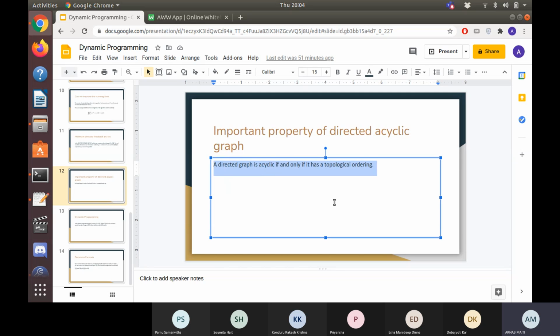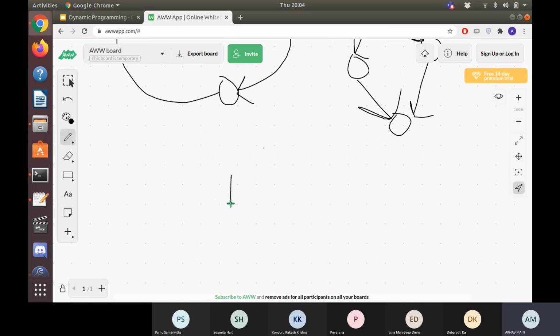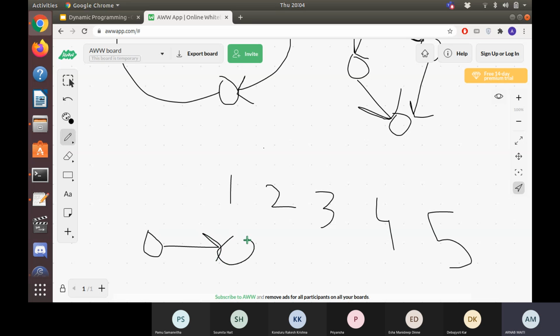So this is an important property of graphs. We say that a graph is acyclic if and only if it has a topological ordering. So what we mean by topological ordering, basically, you start assigning numbers to the vertices. And for any edge in the graph from this vertex to this vertex, the number of this vertex should be smaller than the number of this vertex. So such a numbering is called a topological ordering. I hope it's clear what I mean by topological ordering.